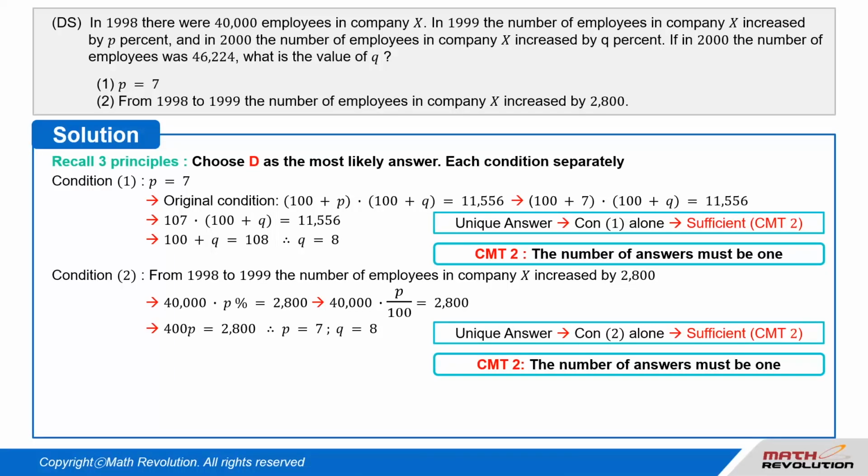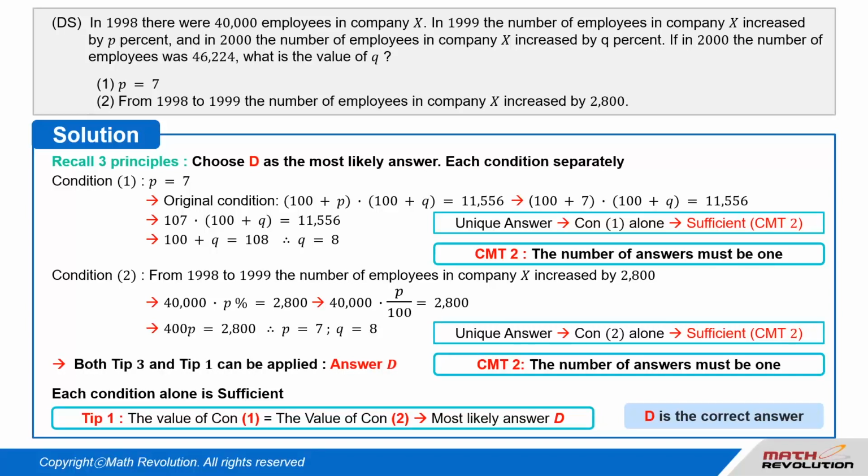I'm going through conditions 1 and 2 in detail to prove how tip 3 works. In the actual exam, you don't need to calculate like this. Since this is a DS question and not a PS question, you should have the guts to choose D as the answer, without working through all the calculations. Each condition alone is sufficient. So, D is the correct answer.